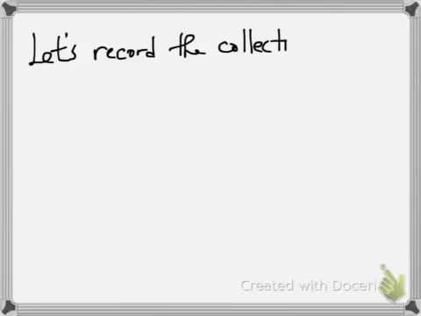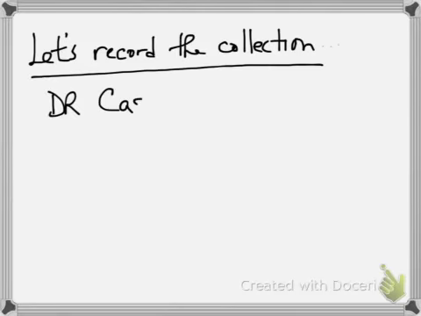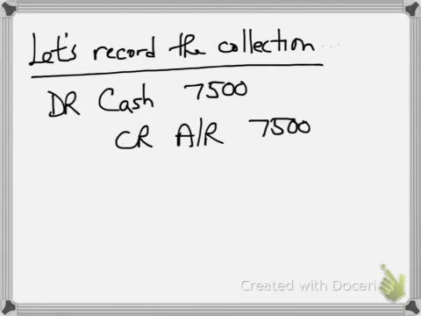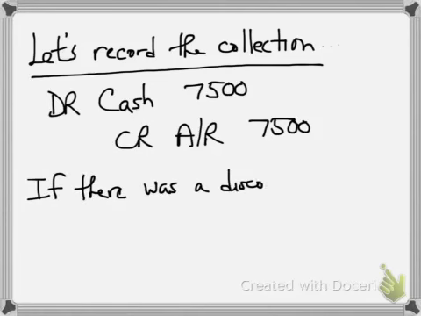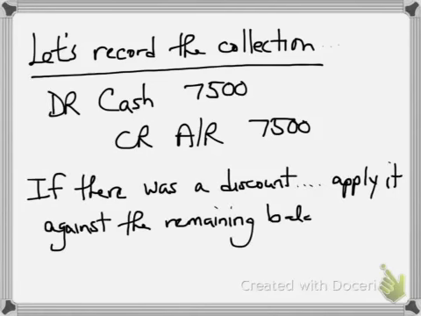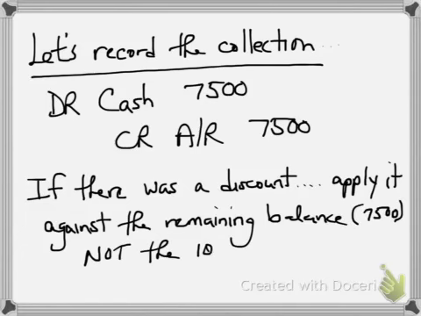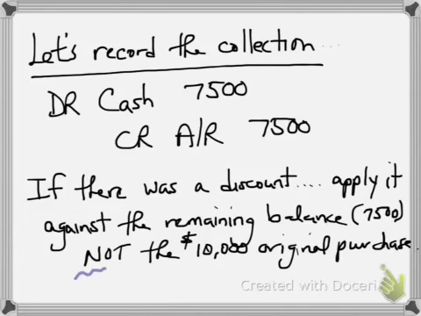Now let's record the collection from the customer. Debit cash for $7,500, credit accounts receivable for $7,500 because we assumed there were no credit terms. If there had been a discount allowed, then it would be applied against the remaining balance, the $7,500, and not the full $10,000 original amount of the purchase. So sales discounts are only allowed on that net amount of the sale.